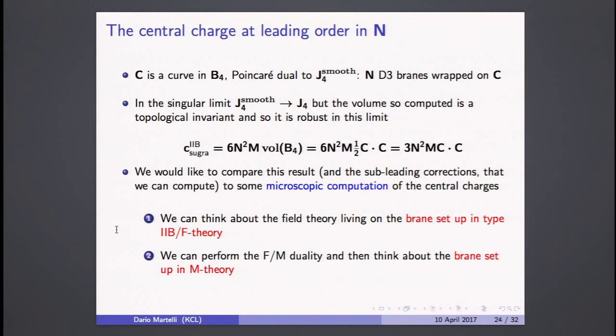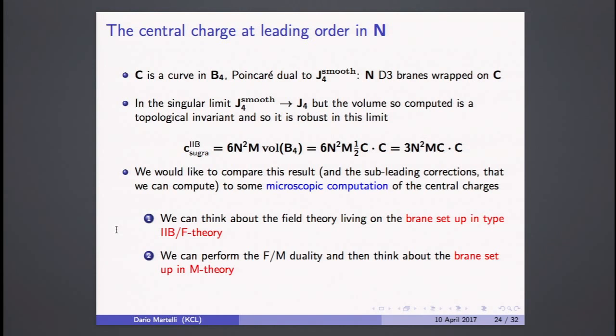And we take the point of view that actually in the singular limit, this J4 smooth goes to the singular one, but the result of the computation is a topological number, so it's robust. And so indirectly, one can infer that the result would stay the same if one actually had the metric and was able to compute it, it would get a non-singular result, which is this one. So it includes the self-intersection of the curve.